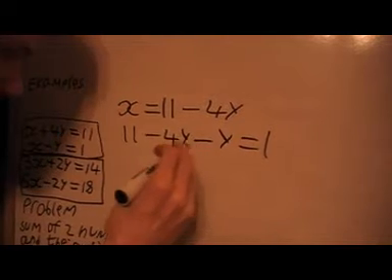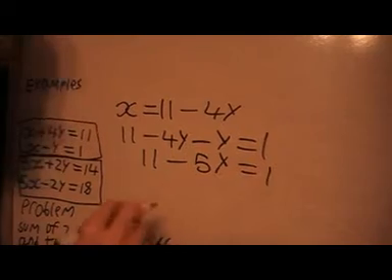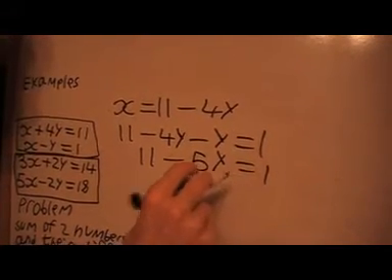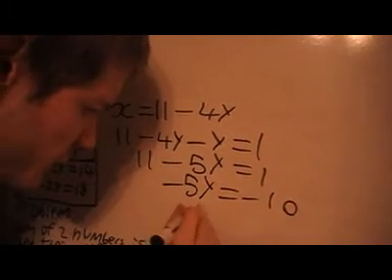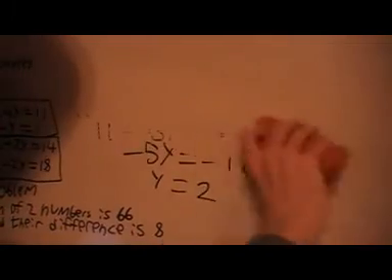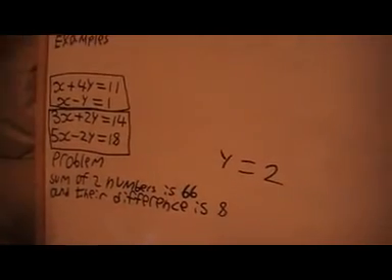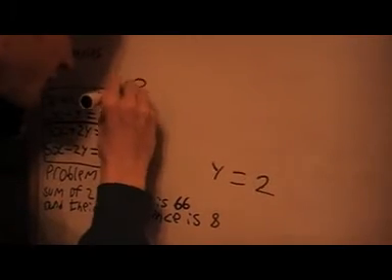So then we get 11 minus 5y equals 1. Then we'll subtract the 11 from both sides, and then we get minus 5y equals minus 10. And then when we divide both sides by minus 5, we get y equals 2. We don't need that anymore. That was just to find our y. Now that we know y, we can substitute into either of these equations. And I'm going to choose the second one because it's easier.